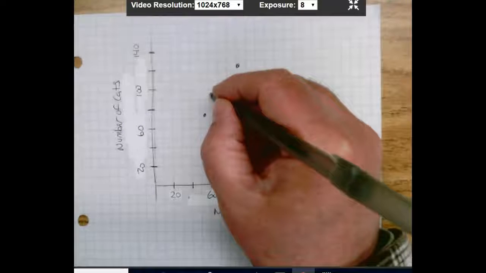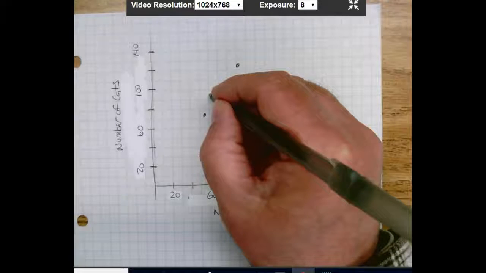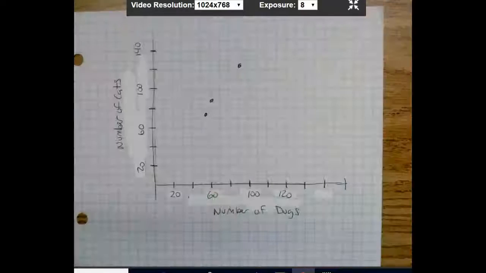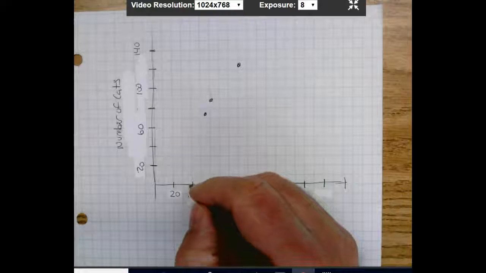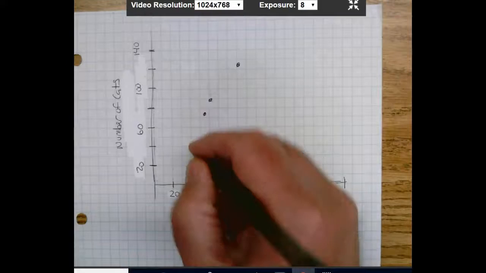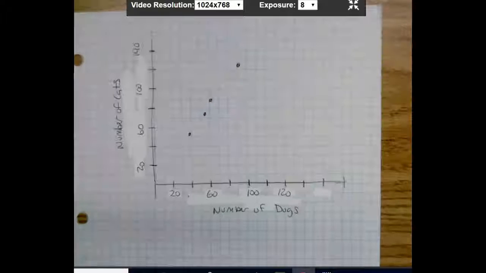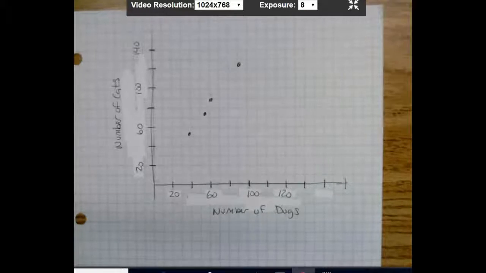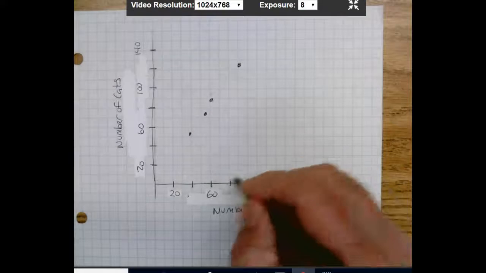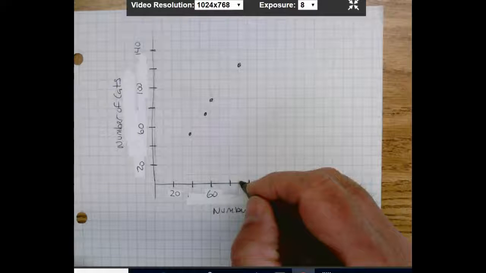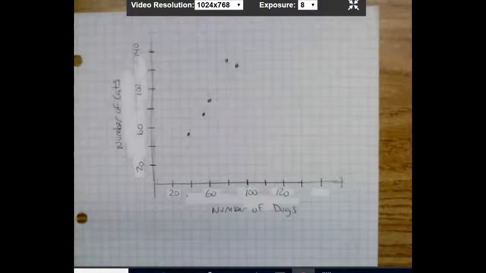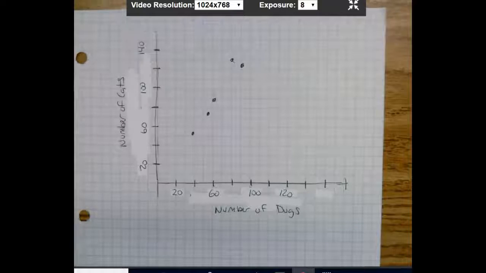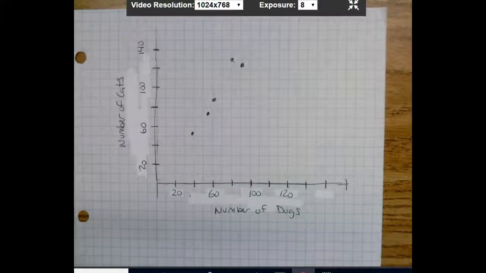Looks like about here, 62, 85, 39 and 53, about there, and then 85 and 121. There's 80, 85, somewhere about here. So there's our data that we have, and so we graphed our data, right?